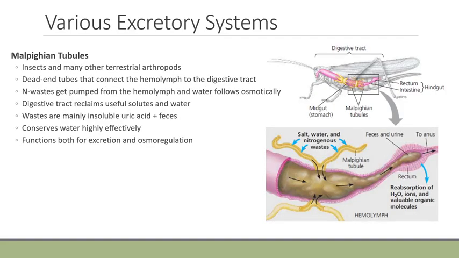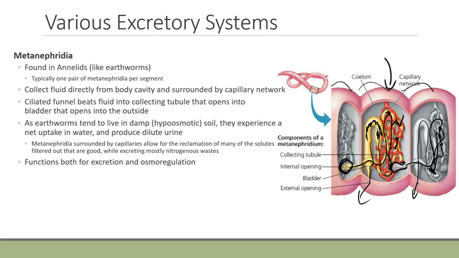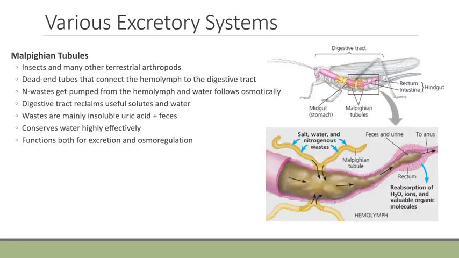Jumping up one more step, we have the Malpighian tubules. You find these in a lot of terrestrial arthropods, which include a lot of your insects. These guys are just dead-end tubules that connect directly from the hemolymph to the digestive tract itself. So instead of having external openings dotted throughout their body, here the exit tubule is basically connected to the digestive tract. So you get to kind of combine your wastes all into one area.